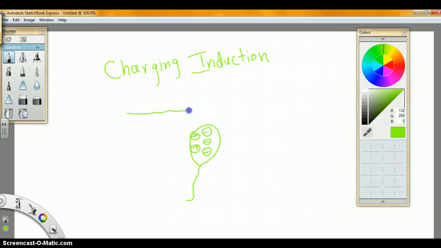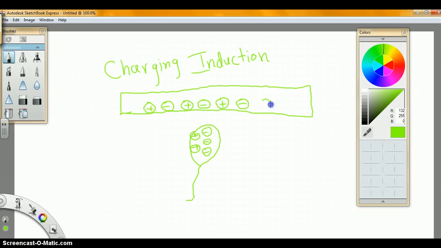Now I'm going to take that balloon and stick it on the ceiling. This is kind of like a cross section of the ceiling. In our ceiling, it has an equal number of protons and electrons. It's all kind of balanced out here, so it is electrically neutral.